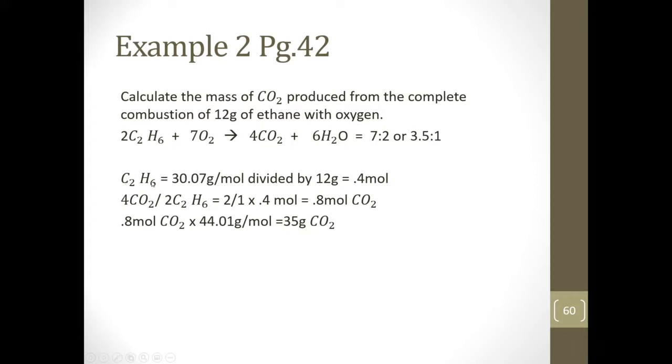Do our mass calculations. So C2H6 is 30.07 grams per mole. We only have 12 grams of it. So 12 goes into 30.4. So we have 0.4 moles. Then we have to find a ratio here. So we've got 4 moles of carbon dioxide out of the 2 moles of fuel. So 2 to 1 times 0.4 tells us that we have 0.8 moles of CO2. 0.8 moles times the molar mass of CO2, which is 44.01 grams, tells us that in this reaction, we will get 35 grams of CO2. It can be done. It hurts a little bit, but it can be done.